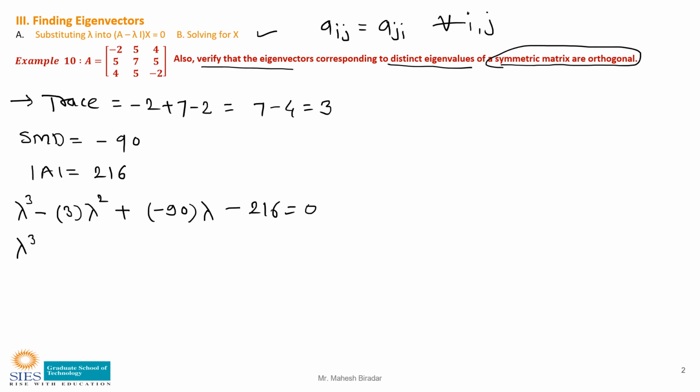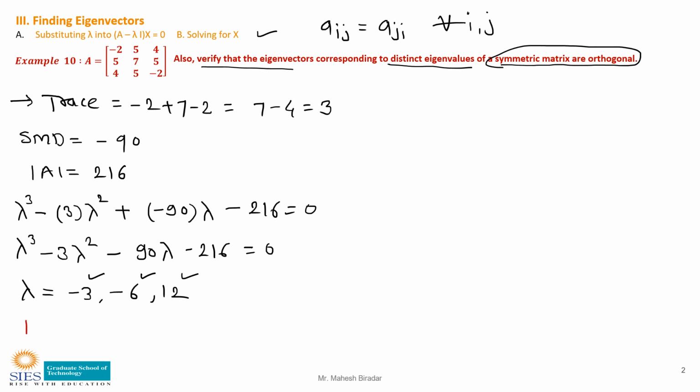So if you simplify this equation, you will get eigenvalues of this matrix. So lambda is equal to minus 3, minus 6 and 12 are eigenvalues of this matrix. All of you see here, eigenvalues are distinct. Given matrix is symmetric and eigenvalues are distinct. Now let us calculate eigenvectors.